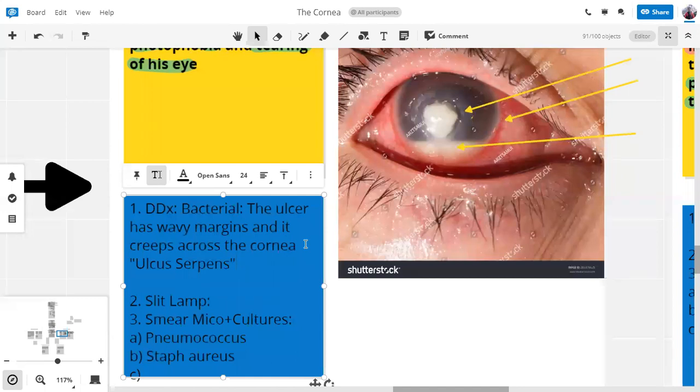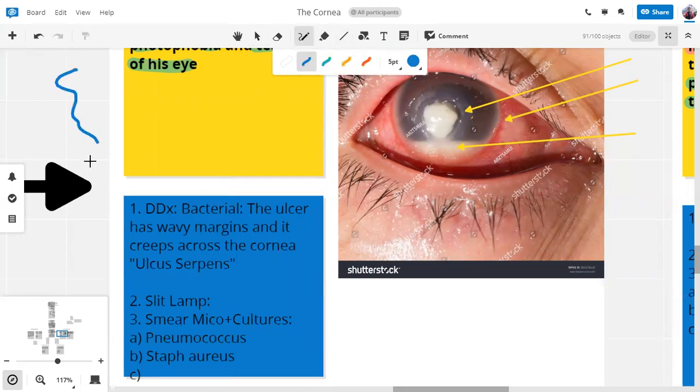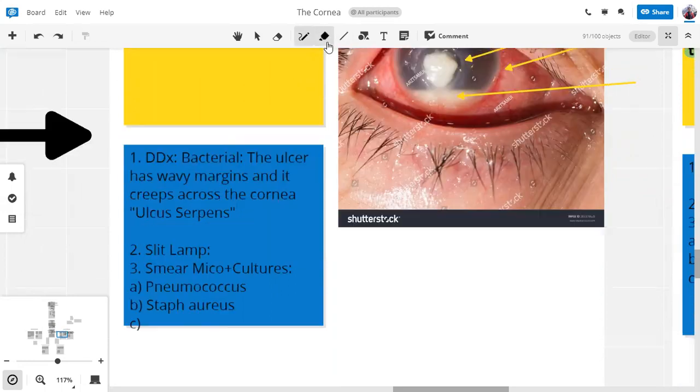Creeps across the cornea का मतलब ये है कि it will start in one place, let's just say around here, and after a while it will move towards another place or it will move to the center. And its margins will be wavy. It's not wavy only. Okay? So the buzzword associated with bacterial corneal ulcers is ulcus serpens.